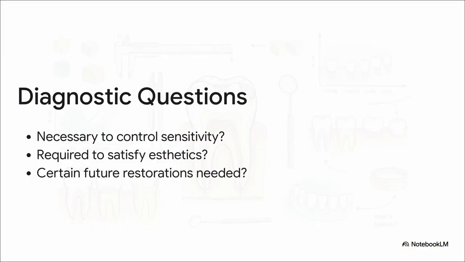You can't just pick up a handpiece the second you see wear. You have to explicitly justify your restorative intervention. The guidelines require you to filter your clinical decision through 3 precise questions. First, is this restoration actually necessary to control the patient's sensitivity? Second, is it required to satisfy their aesthetic desires? And third, based on their rate of wear, is it relatively certain that restorations will eventually be required anyway? If you hit a yes, it's time to act.